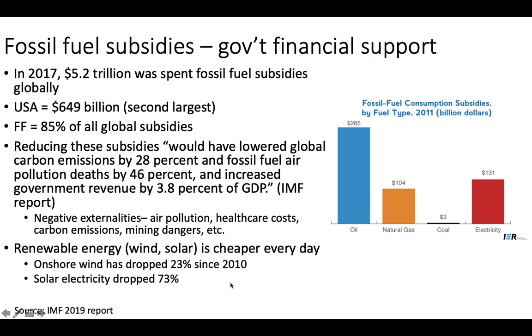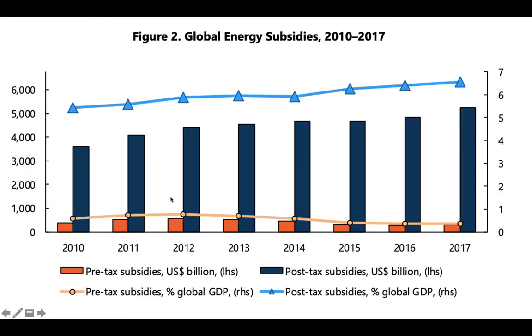Renewable energy like wind and solar is cheaper every day. Onshore wind has dropped 23% in price since 2010. Solar electricity has dropped 73% in price, and they're becoming more efficient every day. So at this point, there's not a lot of excuses for why we're still using these subsidies. And if you take a look, you can see subsidies have actually increased in time.